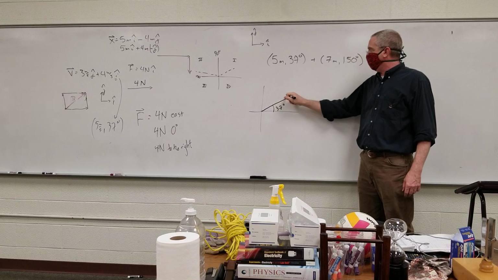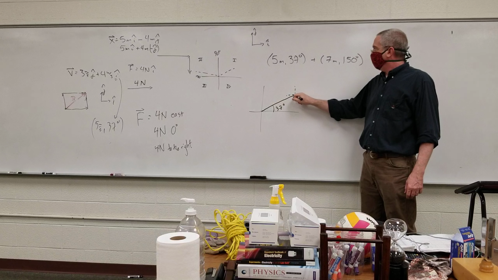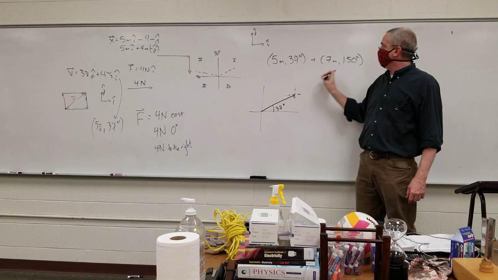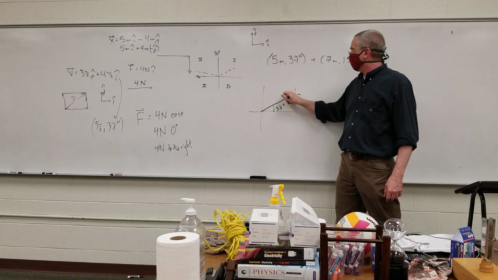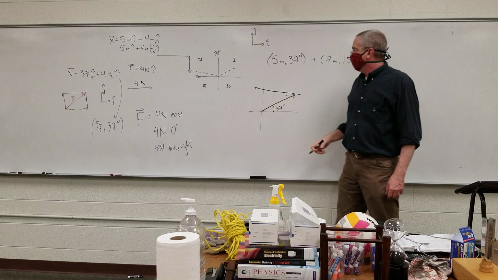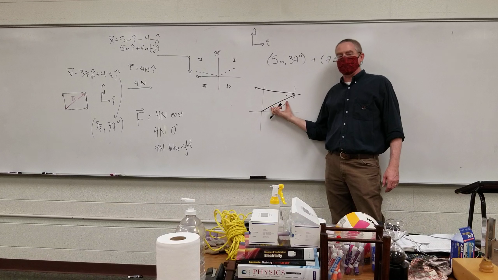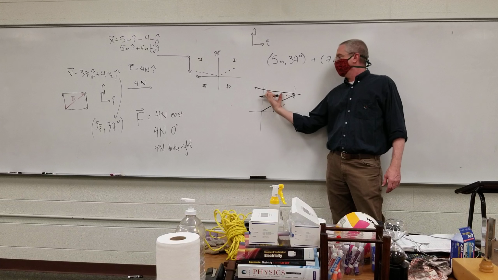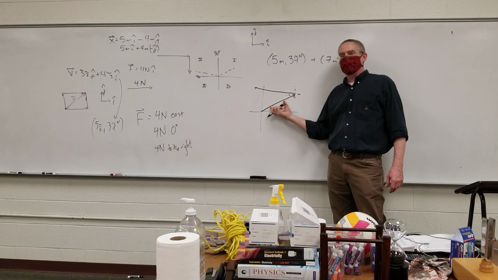Well, I'm now going 7 meters at 150 degrees. 150 degrees is like this. Now proportionally, whatever length is 5, I've set up some scale. This should be proportional. This should be 7/5 longer than that one.